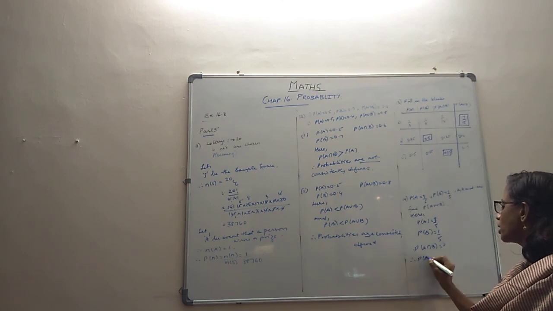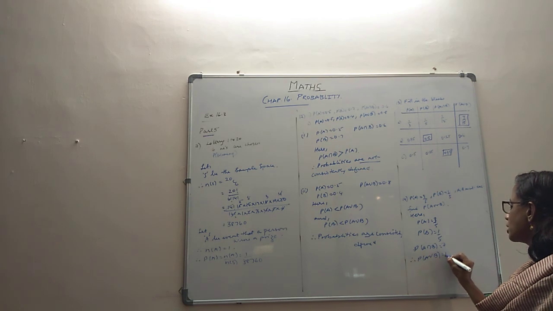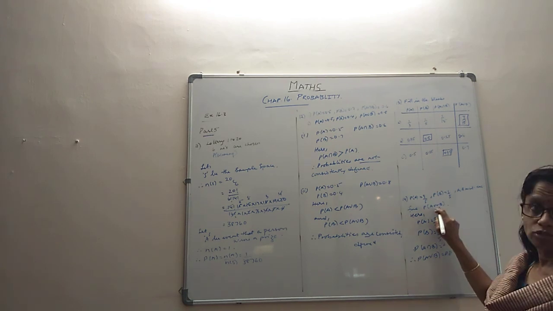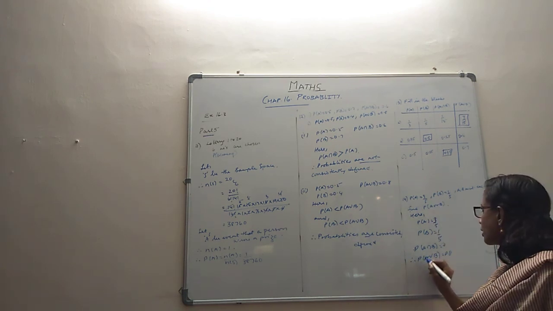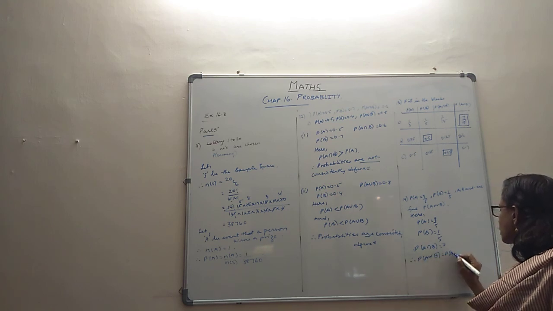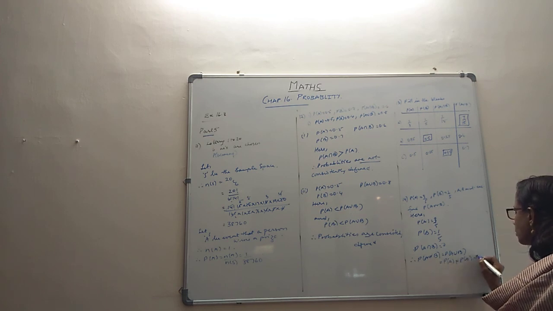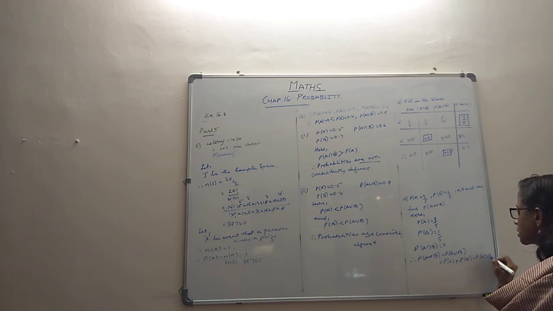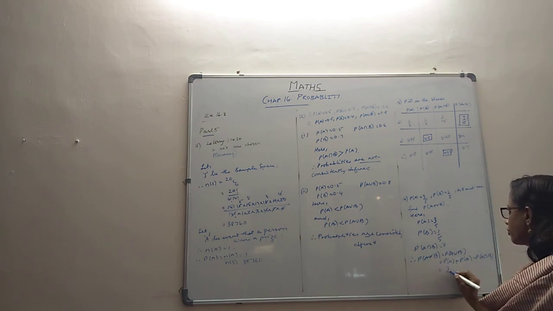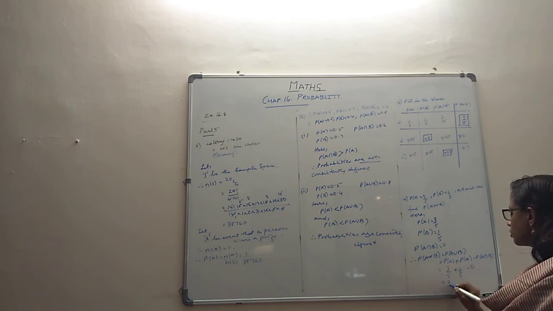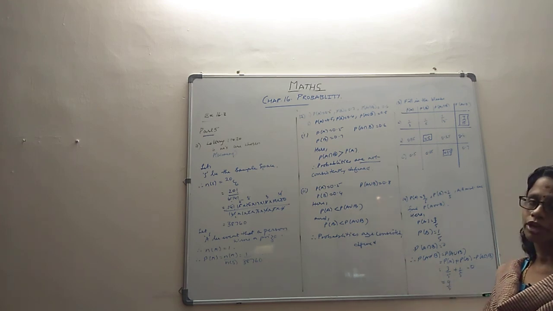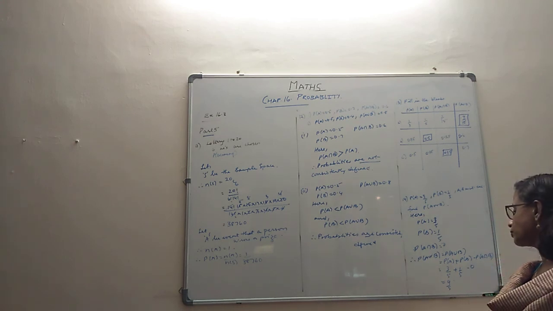So by formula, probability of A or B is also A union B. So we can write that A or B is A union B, which is probability of A plus probability of B minus probability of A intersection B. So it's 3 by 5 plus 1 by 5 minus 0, which is 4 by 5. So probability of A or B is 4 by 5. That's the answer.